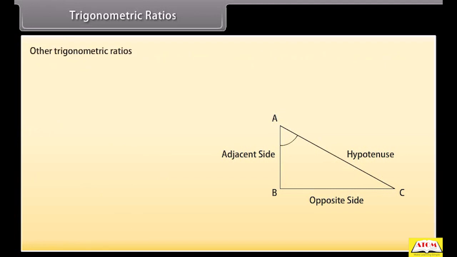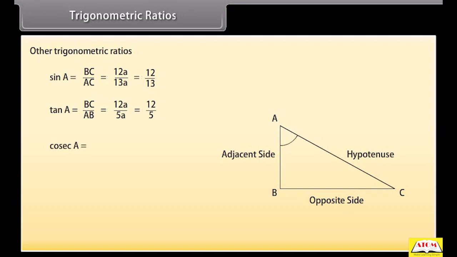Let us now find the values of the other trigonometric ratios. Sin A is equal to BC upon AC equals 12a upon 13a equal to 12 upon 13. Tan A is equal to BC upon AB equals 12a upon 5a, which is equal to 12 upon 5. Cosec A is equal to 1 upon sin A, which is equal to 13 upon 12. Sec A is equal to 1 upon cos A, which is equal to 13 upon 5. Cot A is equal to 1 upon tan A, which is equal to 5 upon 12.